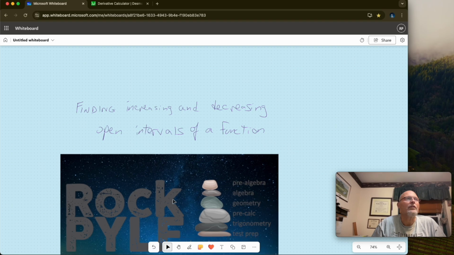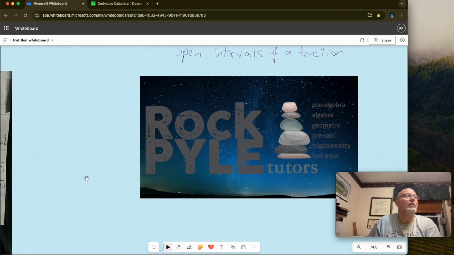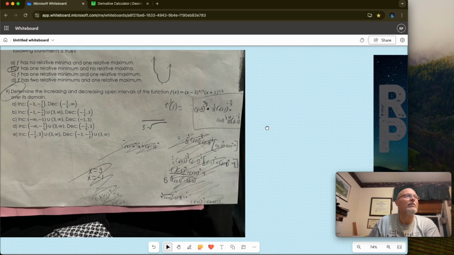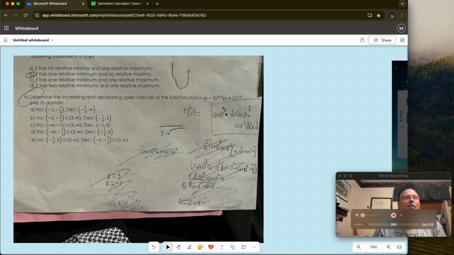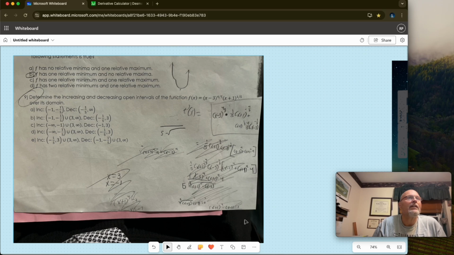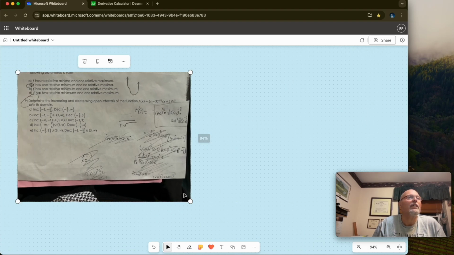Today we're going to be finding the increasing and decreasing open intervals of a function. Homework problem sent in by a student. Number 9. Determine the increasing and decreasing open intervals of the function f of x is (x minus 3) to the 4/5 times (x plus 1) to the 1/5. All right, let's get this moving.